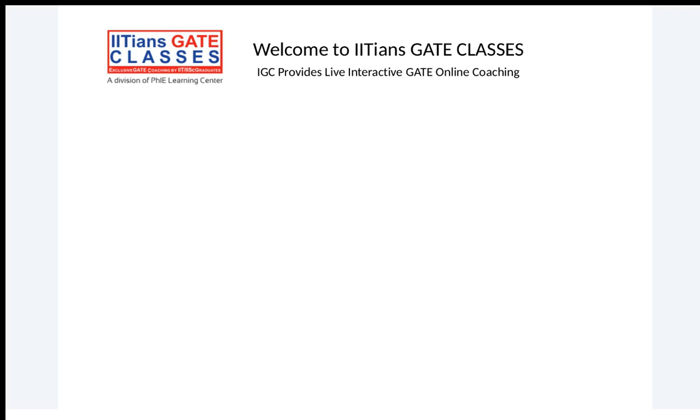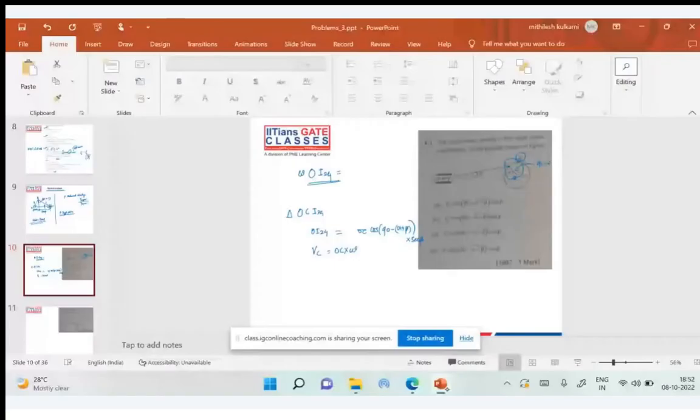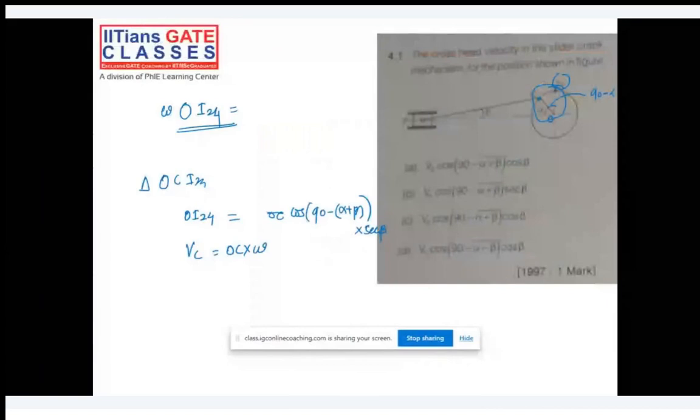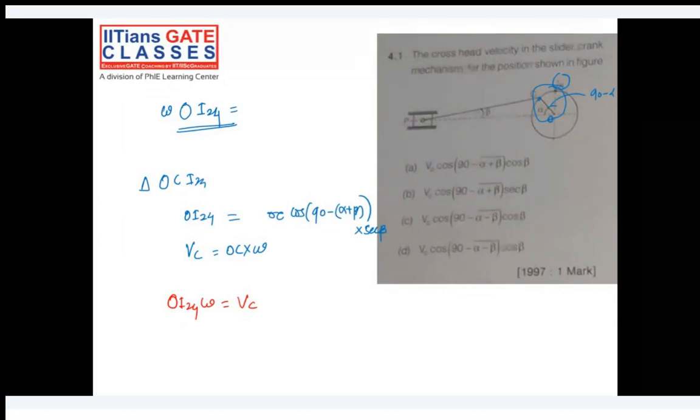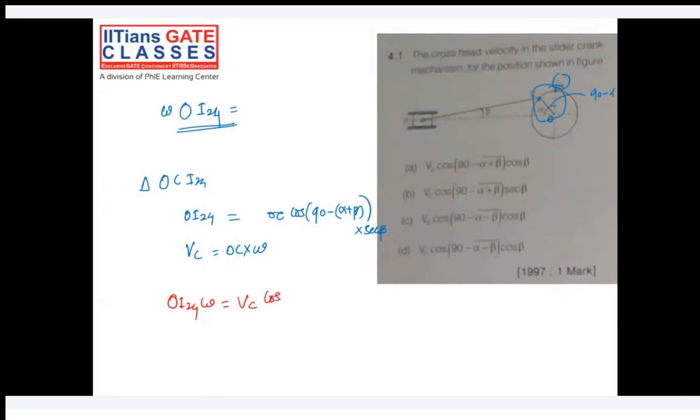Hello. How about now? Can you hear me and see my screen? So basically, I2 4 into omega would be VC cos of (90 minus alpha plus beta) into sec of beta. Okay, and considering this, option B is correct. Okay. I'll go to the next question. Try to go through this and solve it.